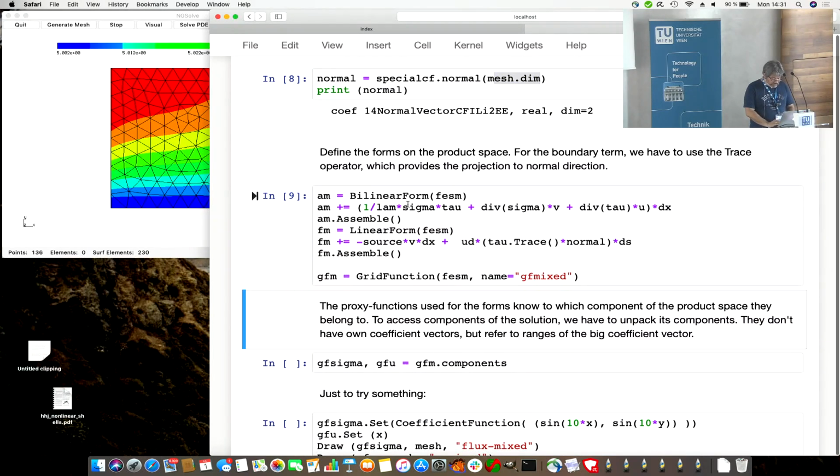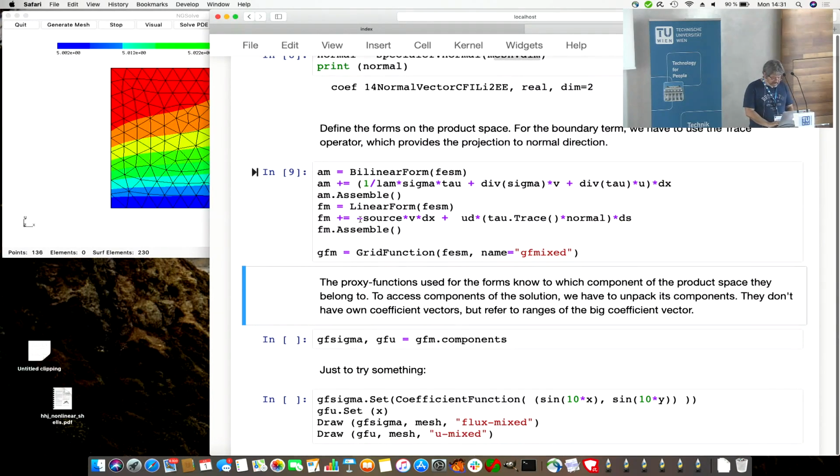Okay. Now, writing down the big bilinear form, sigma times tau plus div sigma times v plus and so on, the elements of the domain. Right-hand side is a volume term plus a boundary term ds.